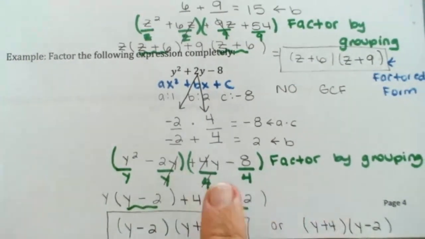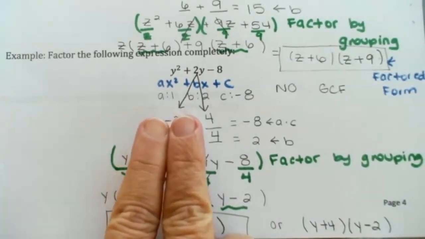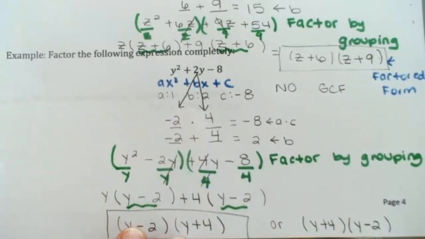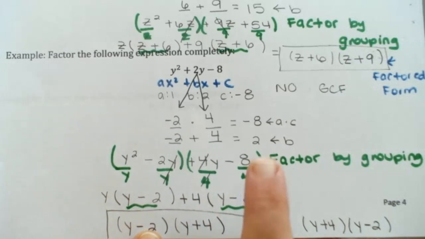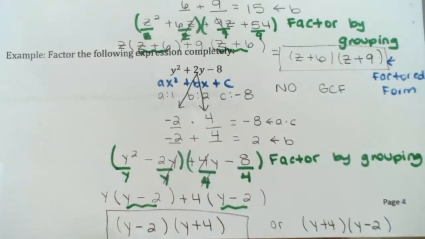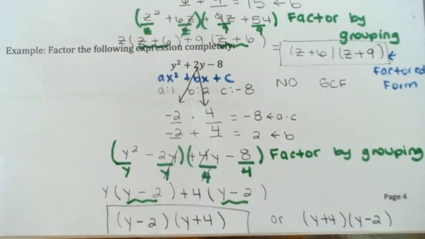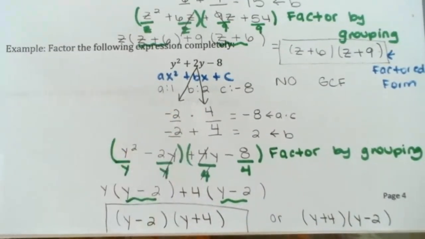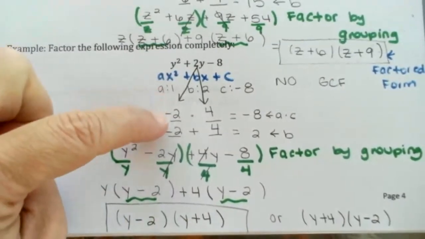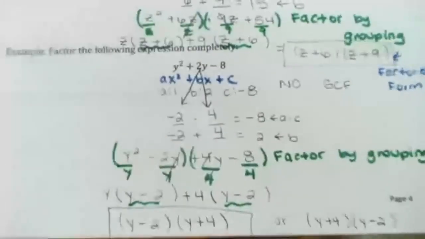So let's look at this example. A is 1, so this shortcut will work. Y is our variable, and our blanks are negative 2 and positive 4. So that will lead us straight to our factors of y minus 2 and y plus 4. So this is a little shortcut we can use only when A is 1, but that'll be a huge shortcut because we can go straight from here to our factors.